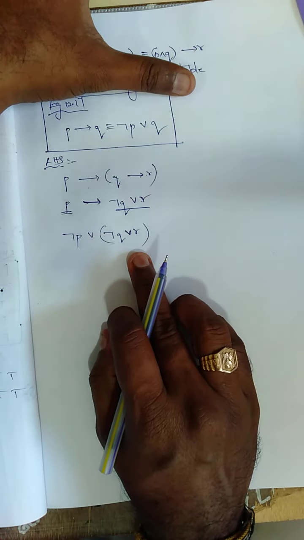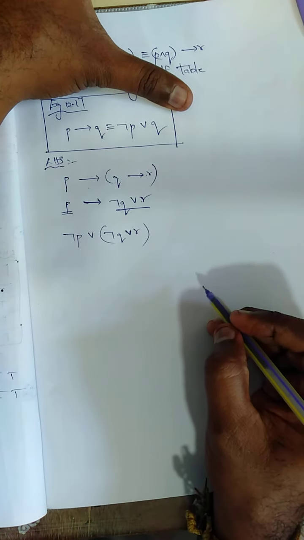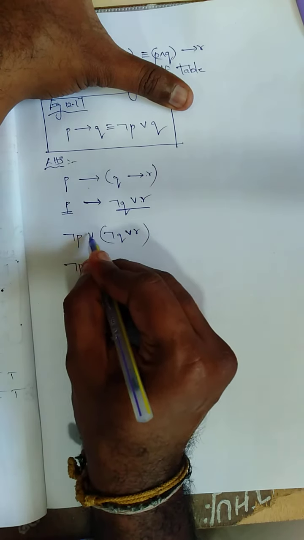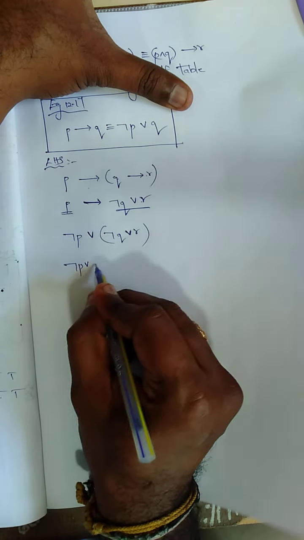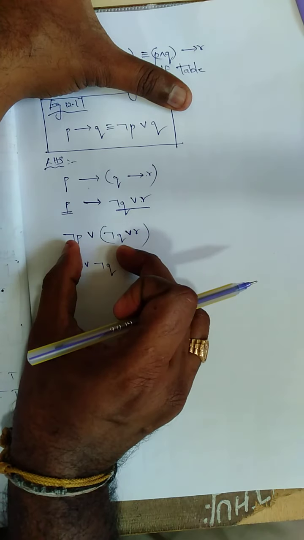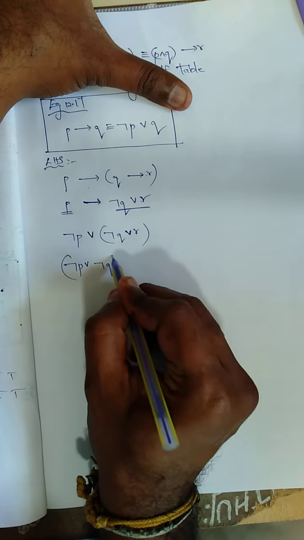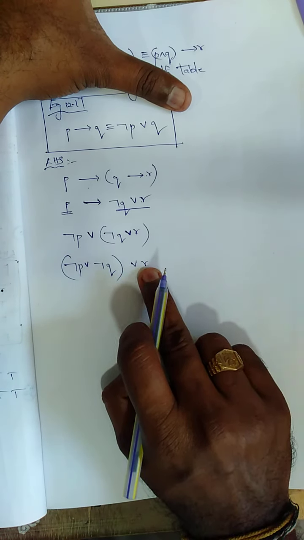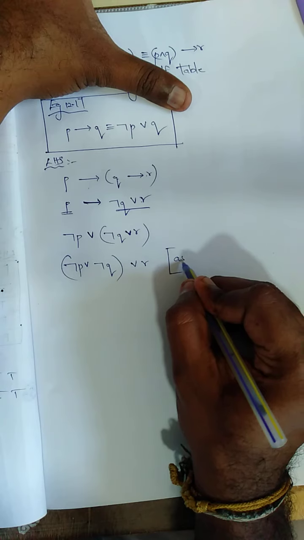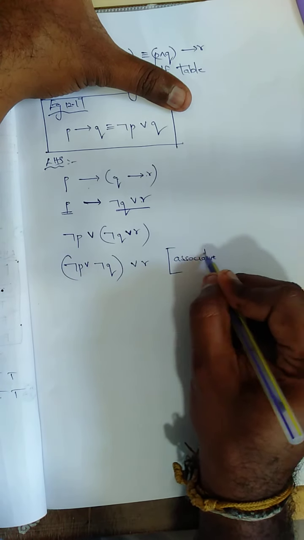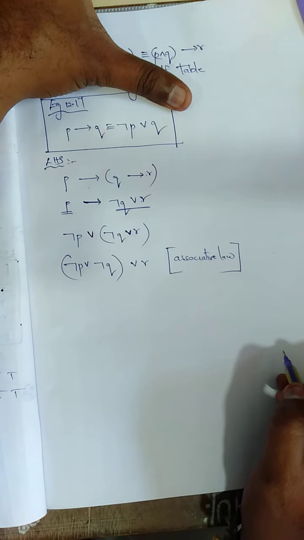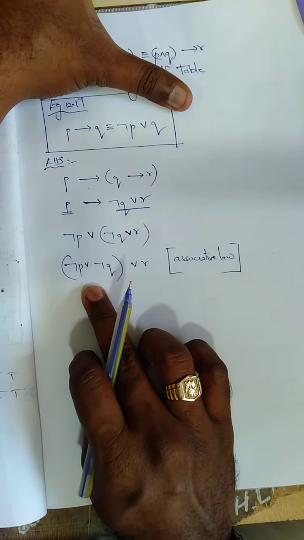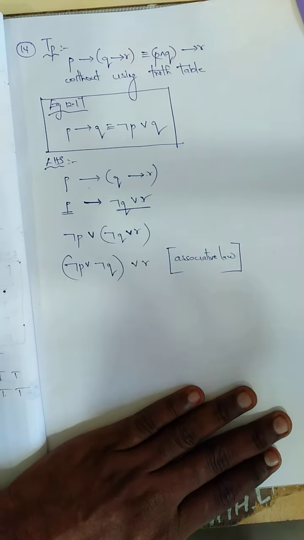Now I am going to use the associative law. What is the associative law? Only the bracket changes. Bracket changes means negation of P, negation of Q, I am going to put a bracket for this one. I am going to take this R outside, OR with R outside. I am using the associative law. See, after using the associative law, the sum becomes somewhat easier for us.